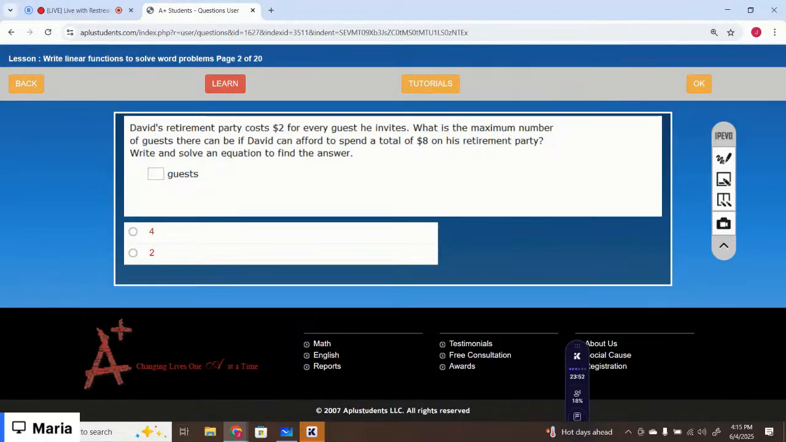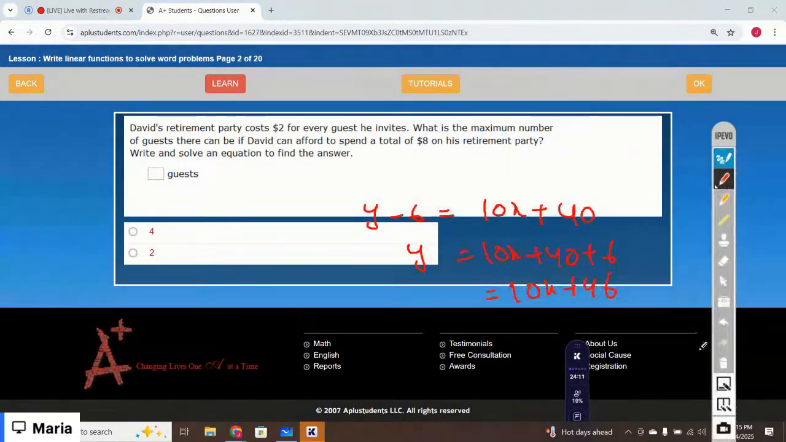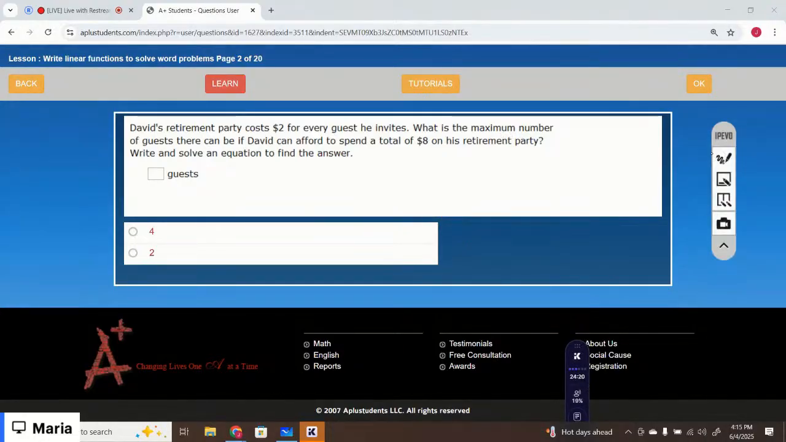A restaurant retirement party costs $2 for every guest. What is the maximum number of guests there can be if David can afford to spend a total of $8 on his retirement party? Write and solve an equation to find the answer. So you have $8, right? And for every guest, the amount is $2. So 8 divided by 2 is 4. So option number 1 is the correct option.